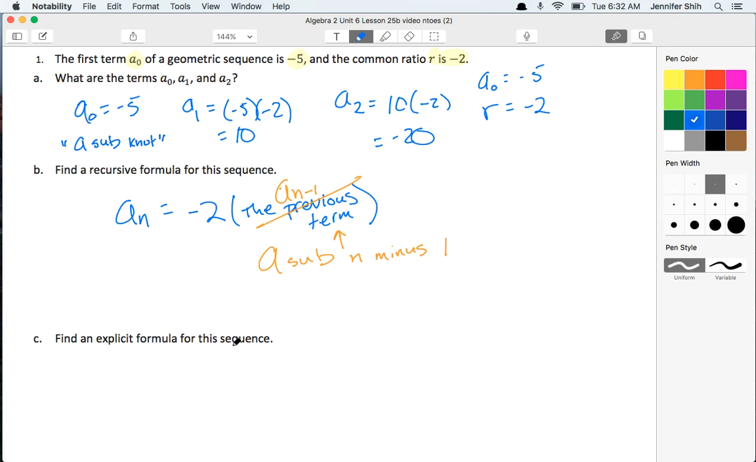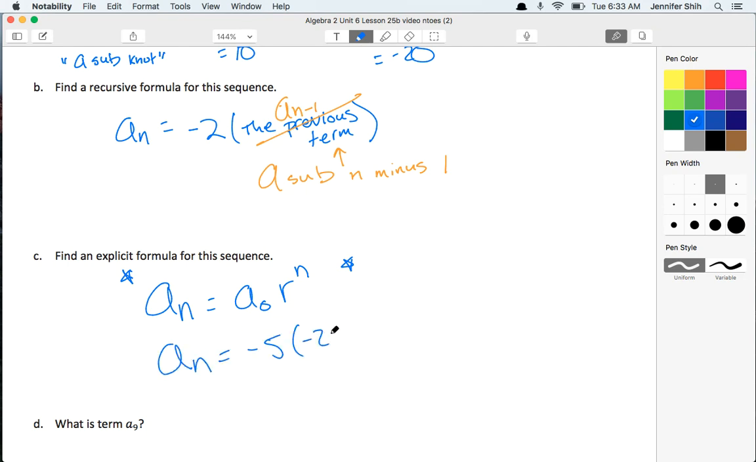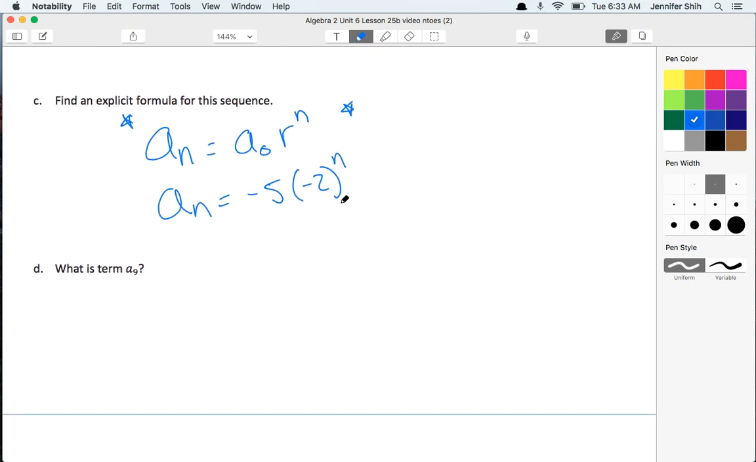But let's try an explicit formula, because most of you are just like, let's skip to the explicit formula because this one will help me more. Your formula is going to be your starting value, a sub naught, times r to the n. Very important. So let's try this. a sub n equals our a naught, -5, times our ratio, -2, to the n power. No, you cannot combine this to be 10 to the n power. Don't do that.